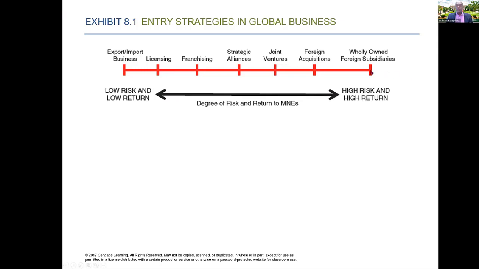Now, all the way at the other end, a wholly owned foreign subsidiary. What is that? What is a subsidiary? It's not subsidy, it's subsidiary. So what is a wholly owned foreign subsidiary? If you can explain it in basic terms.